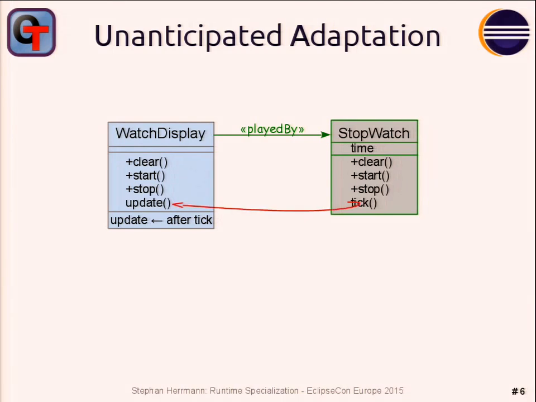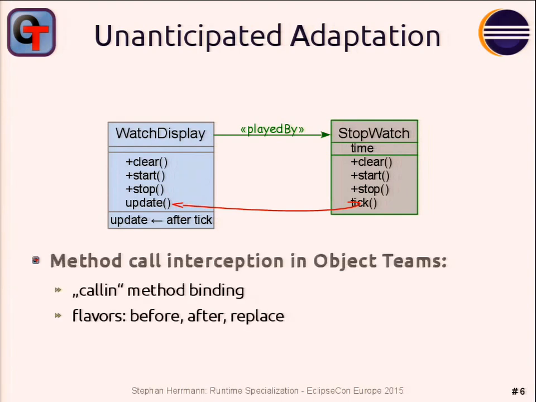And this is a visualization of this, like putting a little hook into this method so that it does some additional thing. It has a name in Object Teams. We call it call-in method binding, because looking from the left-hand entity, we're advising the right-hand side to call into myself and call this update method additionally. It has the flavors of before, after, and replace, with the obvious meanings.